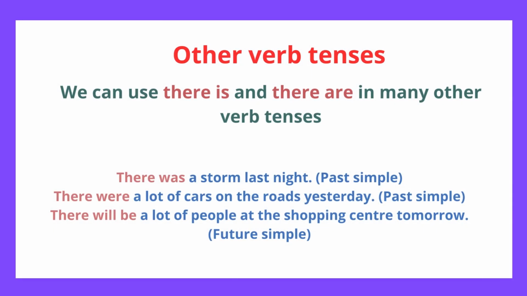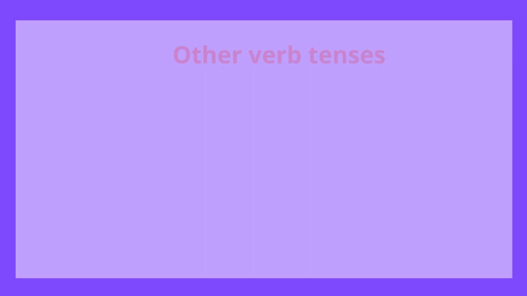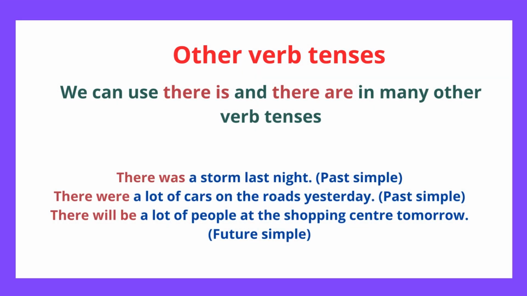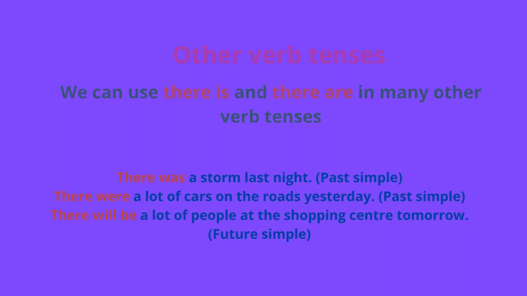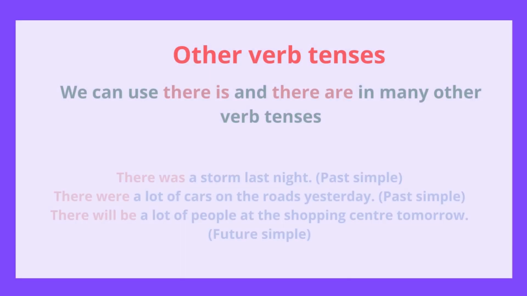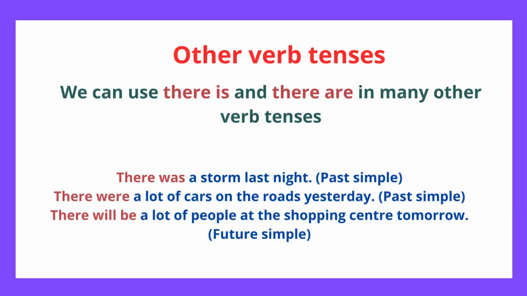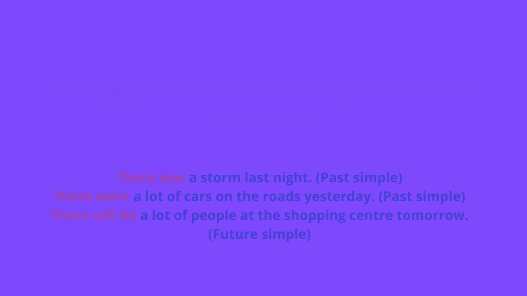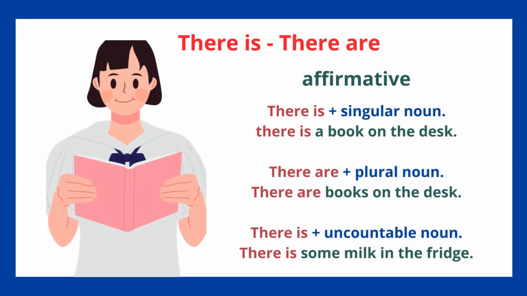Other verb tenses. We can use there is and there are in many other verb tenses. There was a storm last night. Past simple. There were a lot of cars on the roads yesterday. Past simple. There will be a lot of people at the shopping center tomorrow. Future simple.